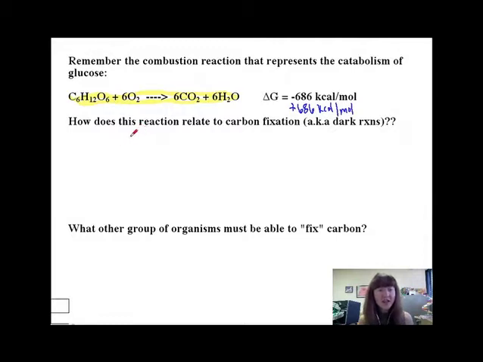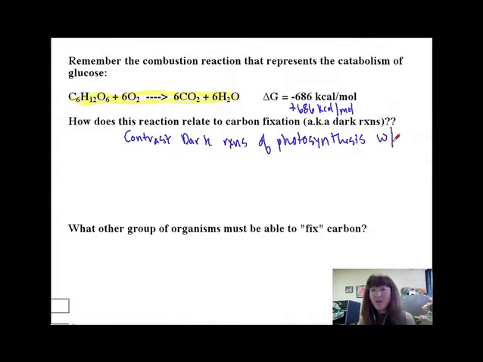So let's look at how we might contrast the dark reactions of photosynthesis with the oxidation of sugar by a chemoheterotroph.